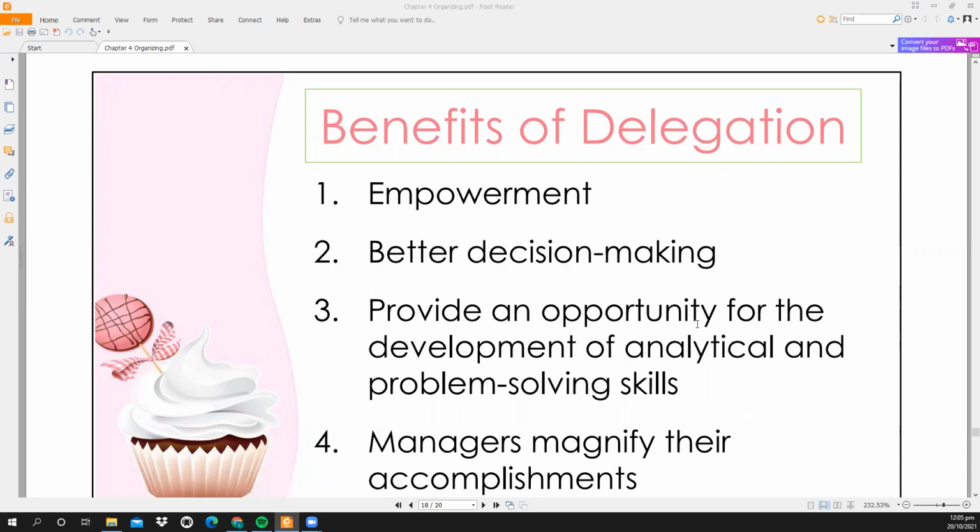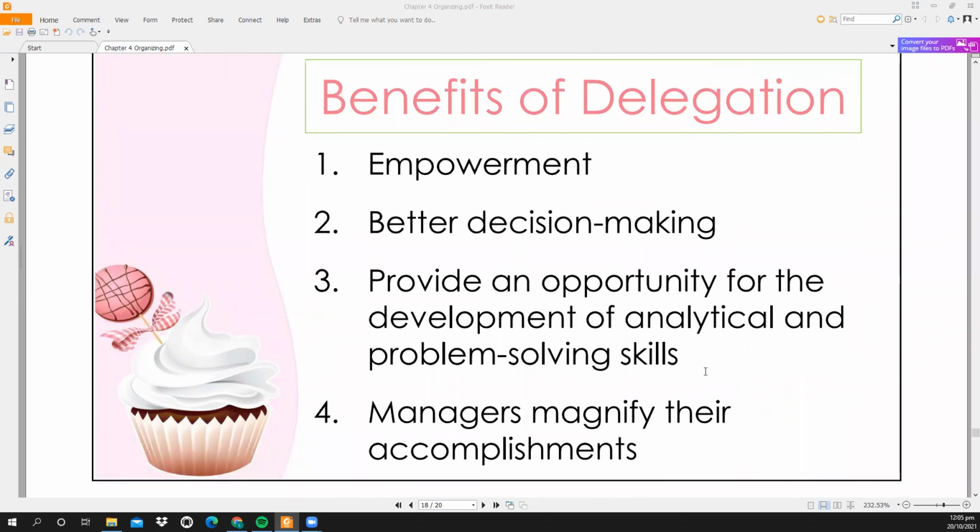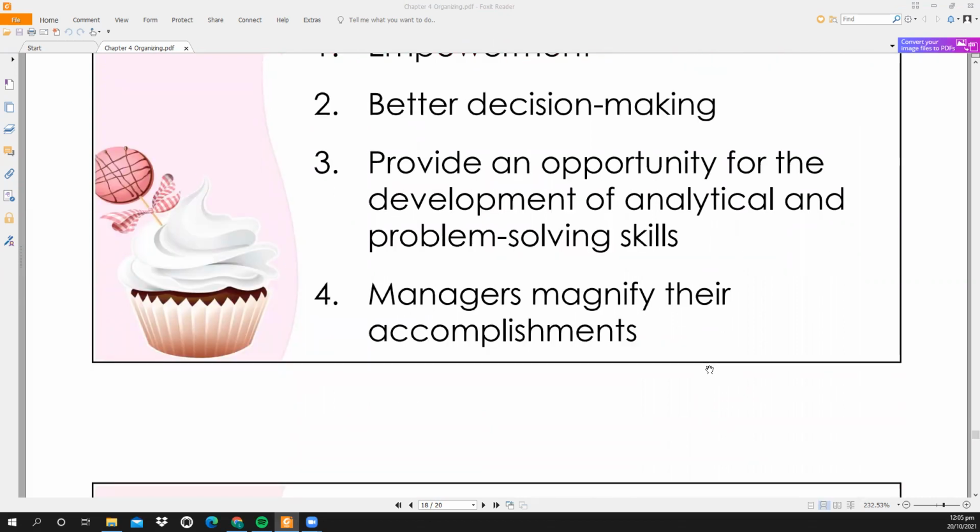Benefits of delegation. So there will be empowerment and better decision making, and it provides an opportunity for the development of analytical and problem solving skills. And then managers magnify their accomplishments.